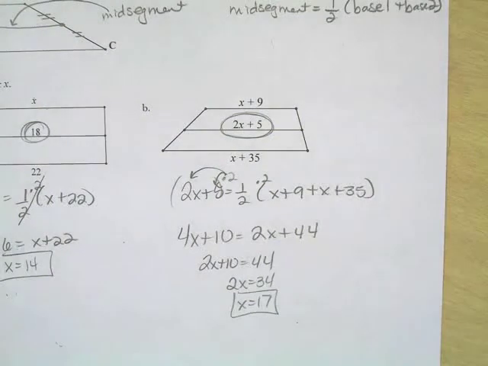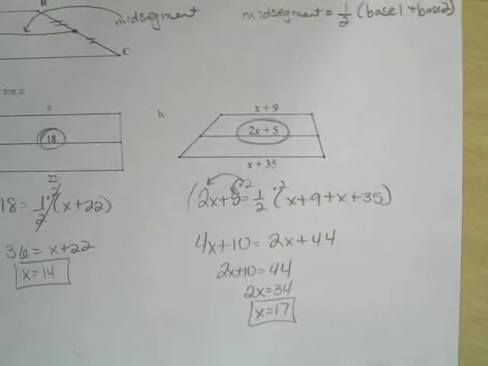I go ahead and subtract 2x on both sides, and so I get 2x plus 10 is equal to 44. To 34, and then I divide by 2, and I get 17. Okay, so I'm going to pause one more time to make sure that you got it written down.